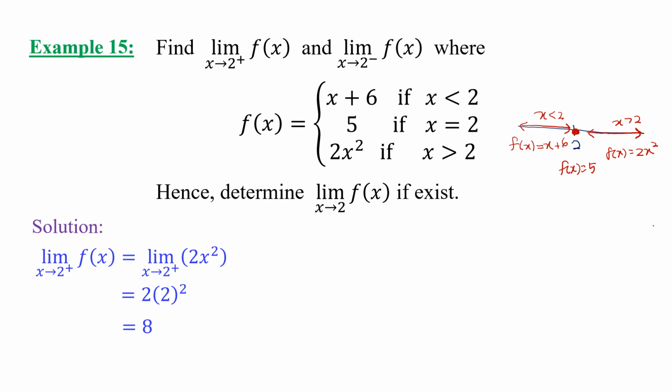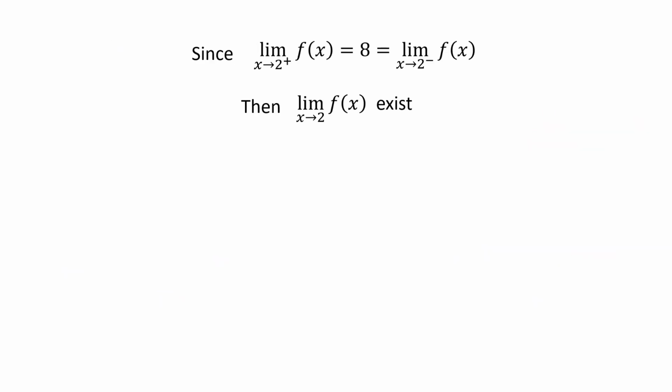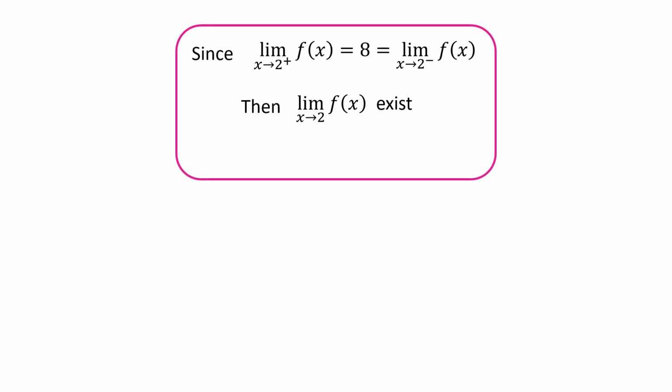After that, find the limit as x approaches 2 from the left, and for the function f, we must substitute with x plus 6. Then substitute x with 2 and we get 6 also. Sorry, we get 8. So since the limit as x approaches 2 from the right is equal to 8 and this value is the same as the limit as x approaches 2 from the left, then we can say that the limit of f(x) as x approaches 2 exists. And when x approaches 2, f(x) approaches 8.